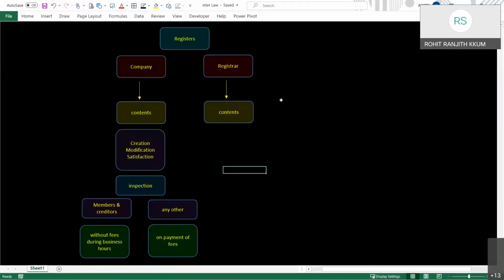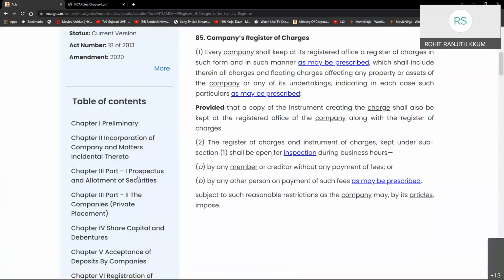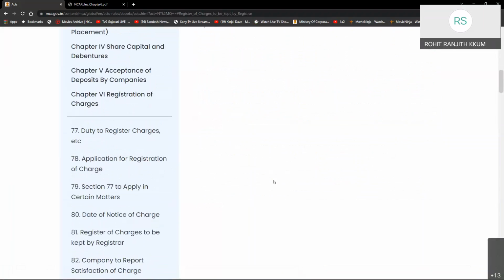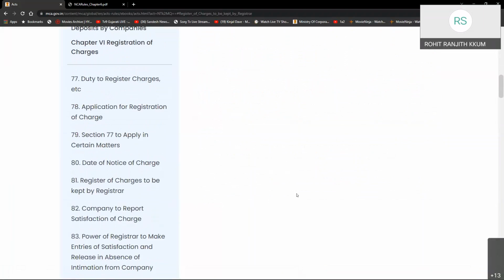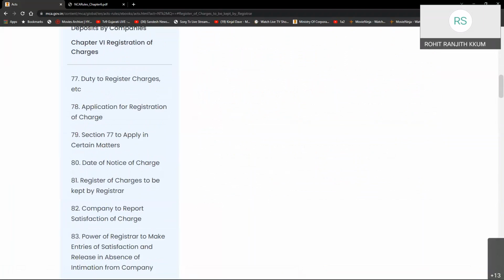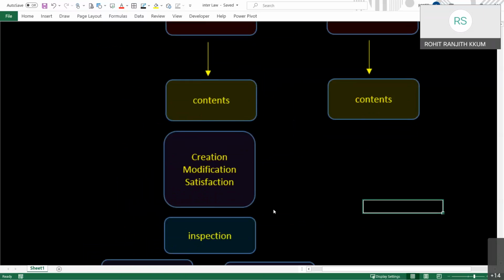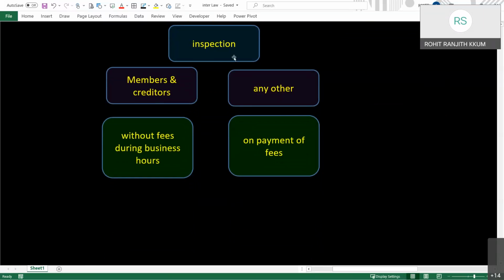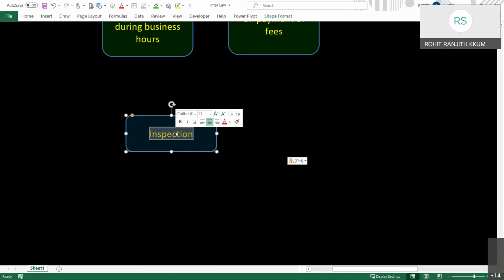After that, we are going for another very important section, and that is section number 82. Company to report satisfaction of charge. Now, before I go, what do you mean by satisfaction of charge? So the next heading you should write down over here is the satisfaction of charge.